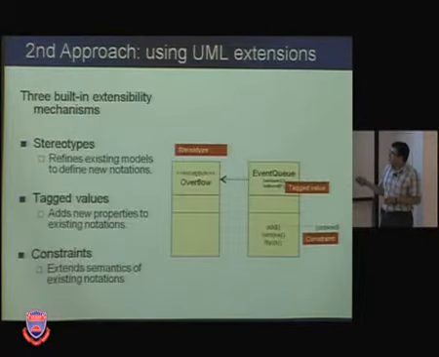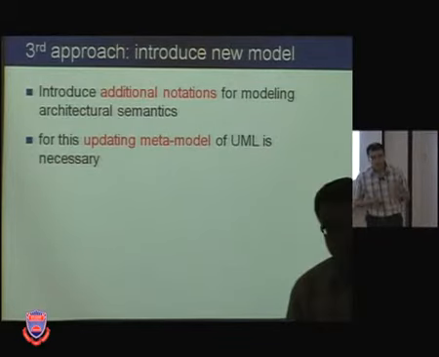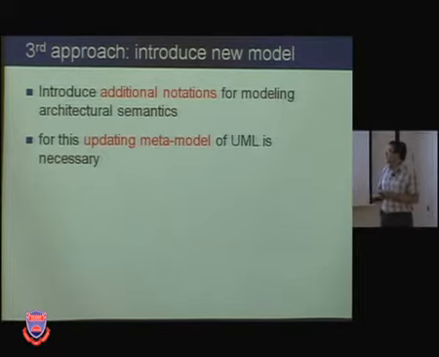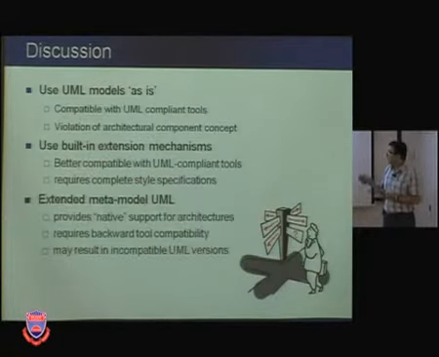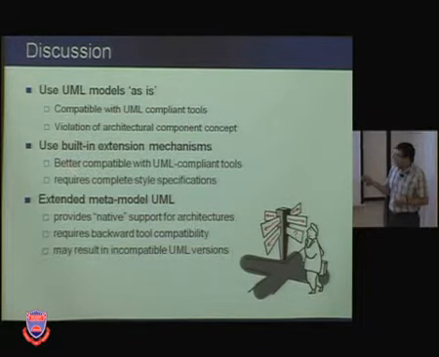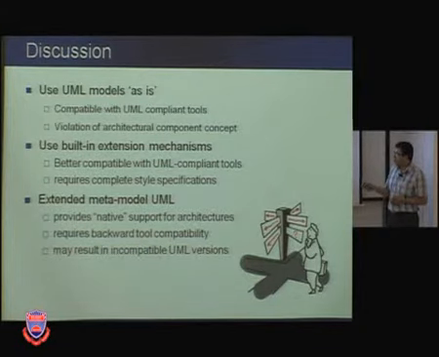So, for example, we could use these to define architectural elements. And third approach, we introduce additional notations, but this requires updating the meta model of UML. So in that sense, it's not preferred, because it's not tool compatible. We have shortly discussed this. The first is compatible with UML compliant tools, but violates architecture components. The second is compatible, but requires style specification. The third approach provides native support, but it's less preferable with respect to compatibility.